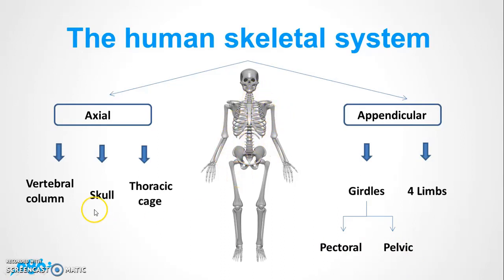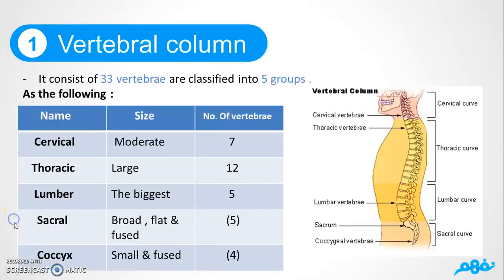So let's get started to explain the vertebral column. Here in the vertebral column we have 33 vertebrae, and these 33 vertebrae are classified into 5 groups, and each group has its own name, its own size and its own number. The first one is called cervical, here in the neck region, and we have 7 vertebrae that are moderate in size, followed by the next group called thoracic.